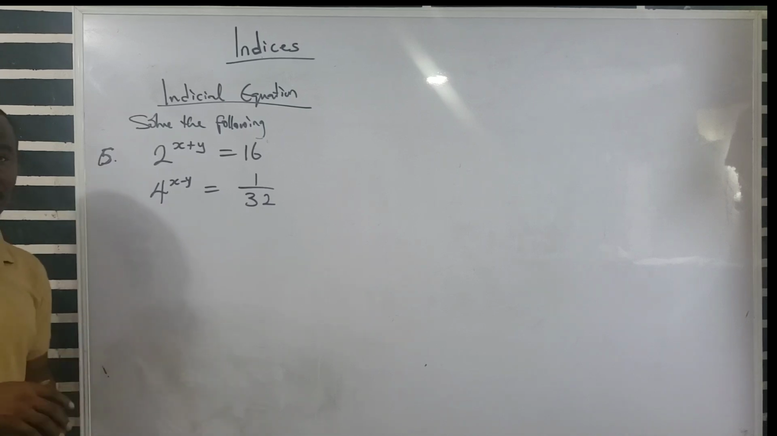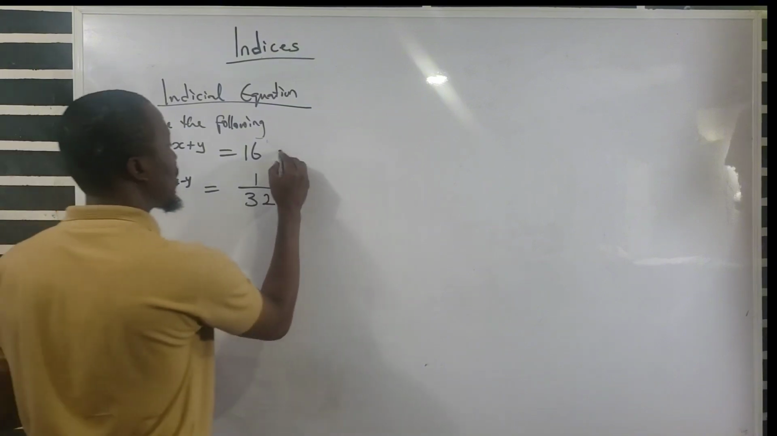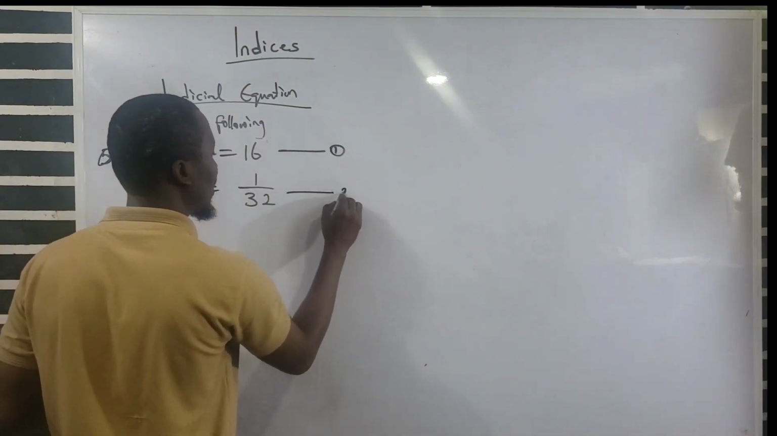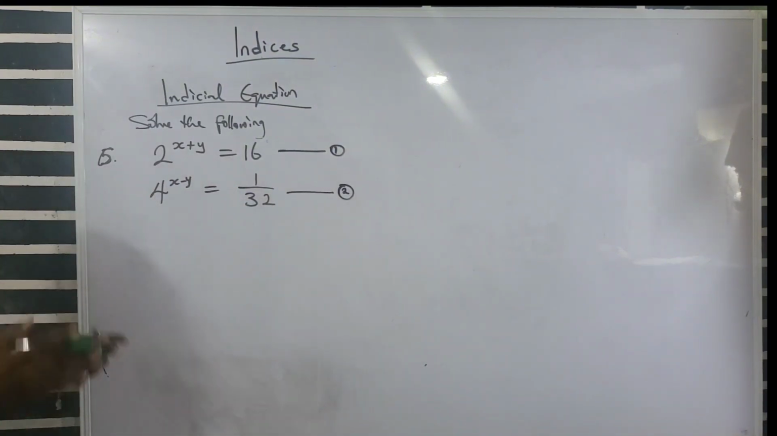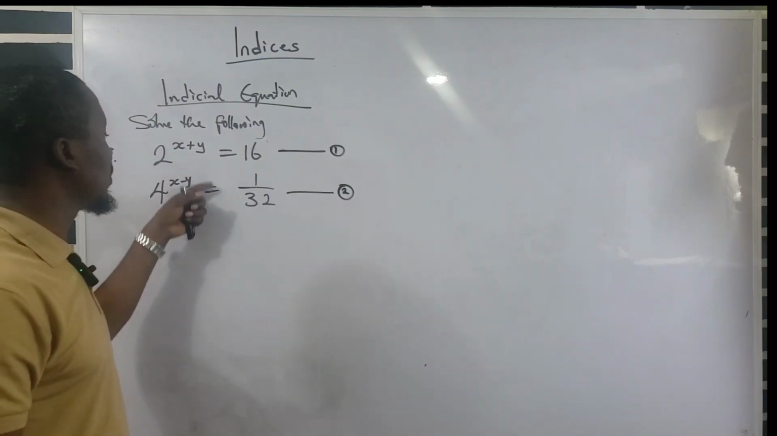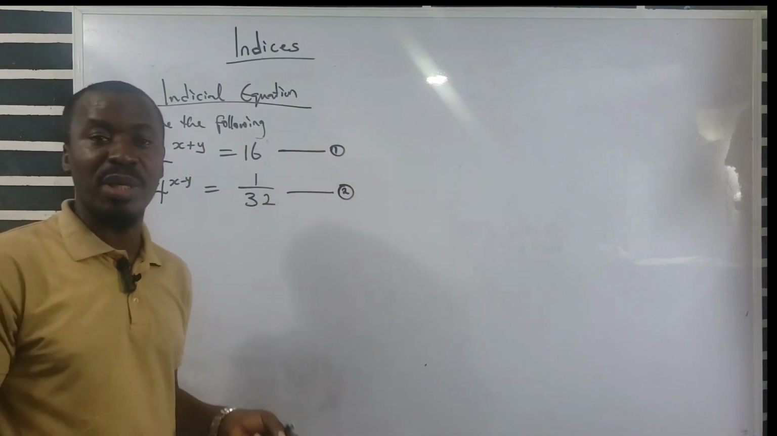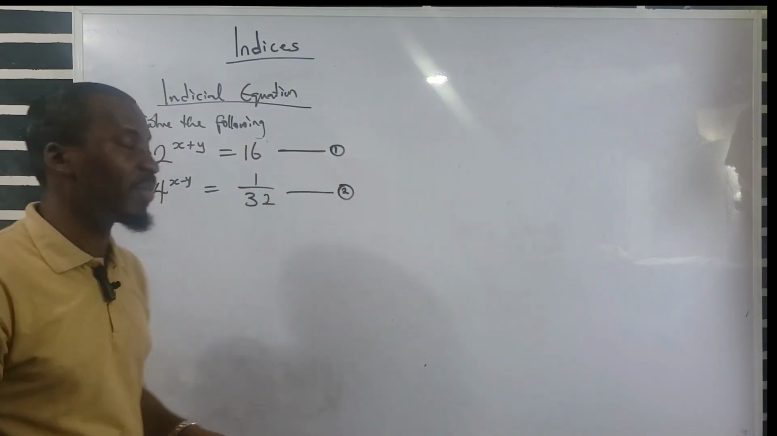Our sixth question, you can see that the two equations there are in exponential form. So I can call this one equation 1 and call this one equation 2. So the first job I have is to make these two look like linear equations. Then I can solve simultaneously, just like we did in the previous example.